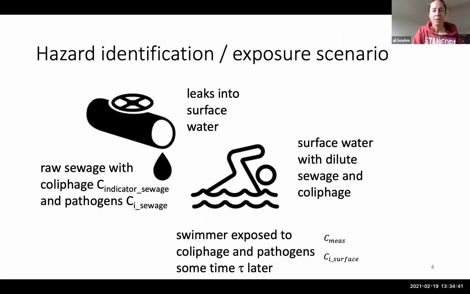The hazard identification and exposure scenario is outlined here. Raw sewage with coliphage and pathogens leaks into surface waters where a swimmer is exposed to the coliphage and pathogens sometime tau later. The surface water contains dilute sewage and coliphage and pathogens, and we can measure the concentration of coliphage to get a concentration C measured. And then we also have a concentration in the surface water of each pathogen, C_i surface.